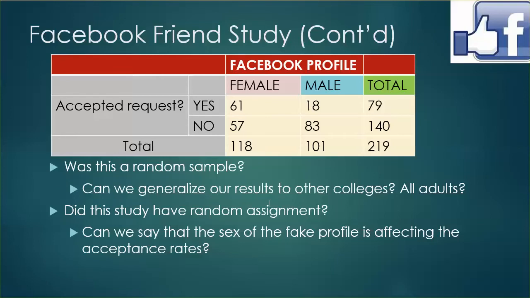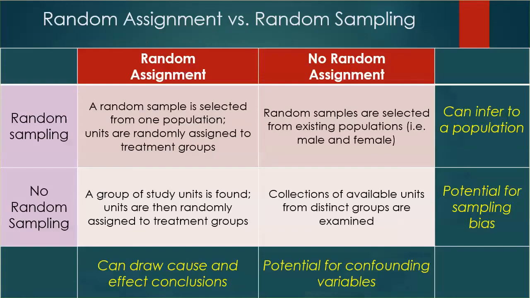So did this study have random assignment? Yes. We randomly assigned whether they got a male or female invite. And so that means we can say that the gender or the sex of the fake profile is affecting the acceptance rates. I think we can, because this is a controlled experiment.